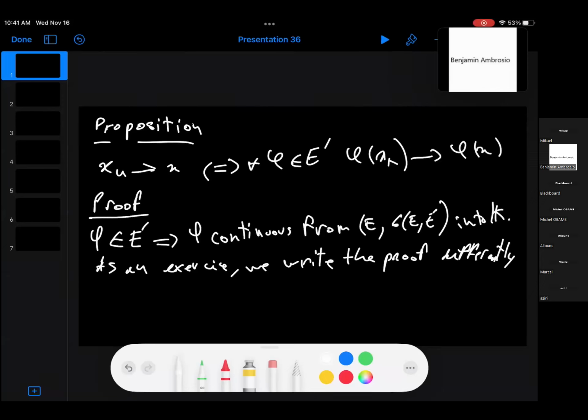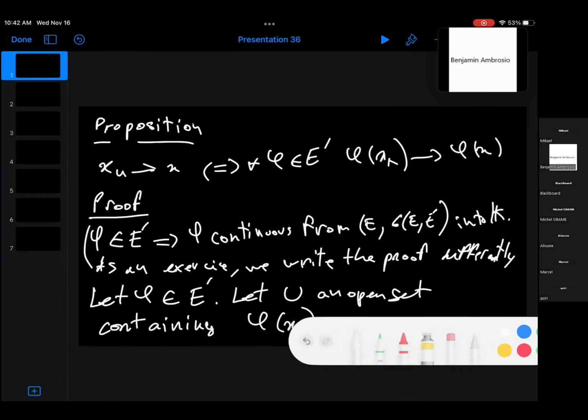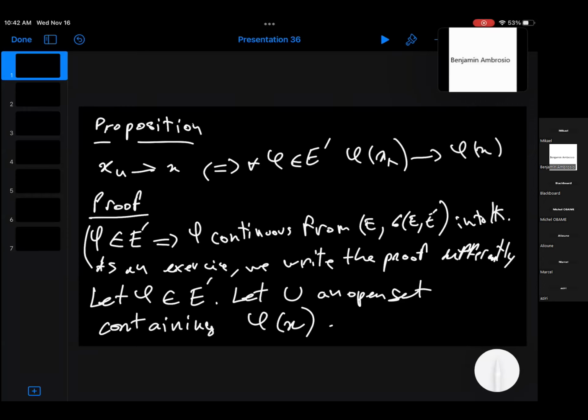So I come back to the definition of what is the meaning of phi of xn converges to phi of x. So let phi belong to E prime, and to prove that phi of xn is converging to phi of x, we let U be an open set containing phi of x. So U is an open set in K.